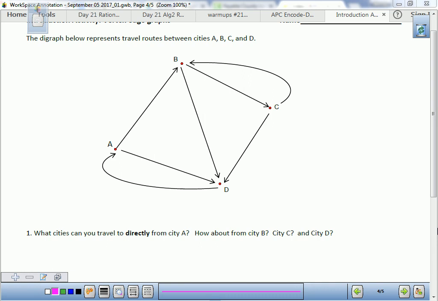Okay, so this is the last new topic before our test Thursday. And what we're going to look at can go by a couple different names: vertex edge graphing, directed graphs, digraphs. All of these can be called any of these.